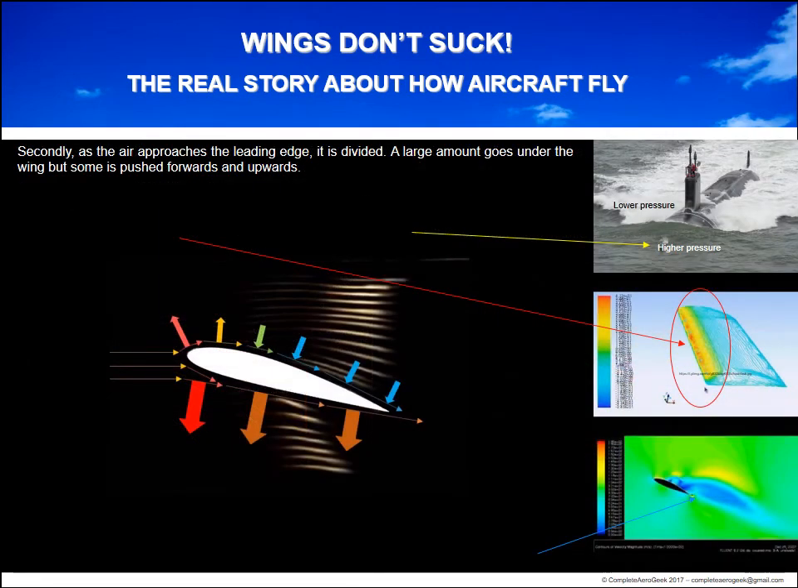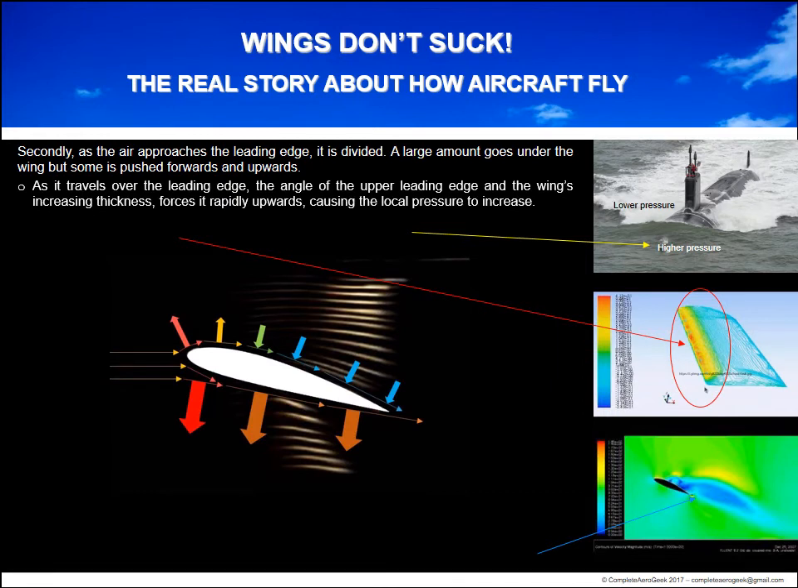Secondly, as the air approaches the leading edge, it is divided. A large amount goes under the wing, but some is pushed forwards and upwards. As it travels over the leading edge, the angle of the upper leading edge and the wing's increasing thickness forces it rapidly upwards, causing the local pressure to increase.